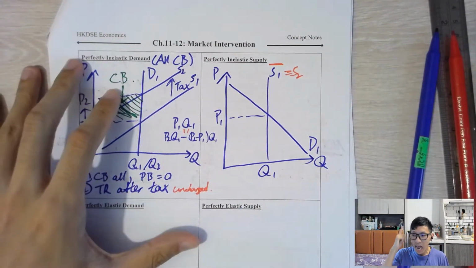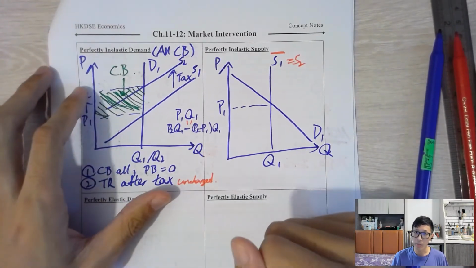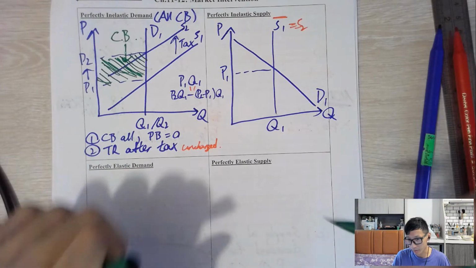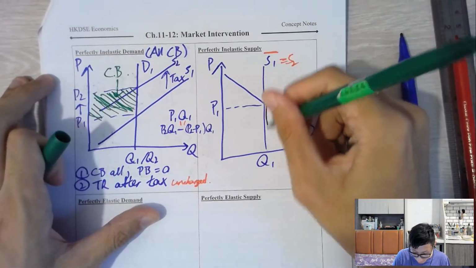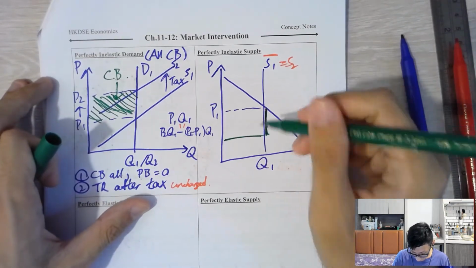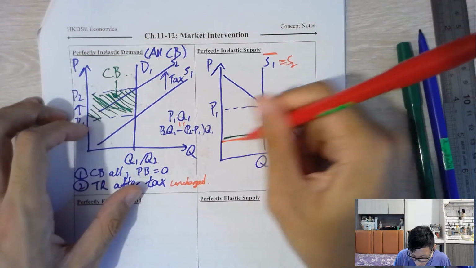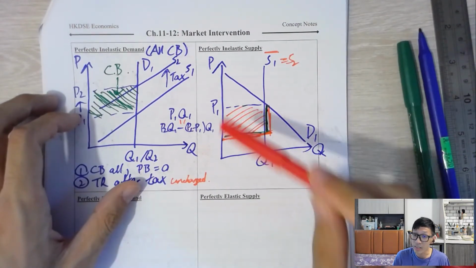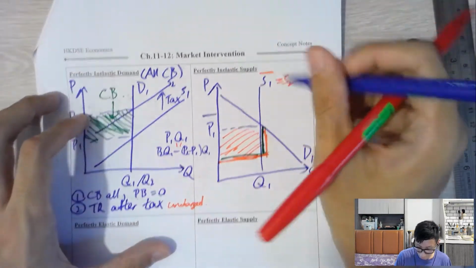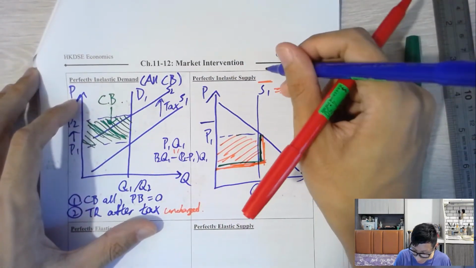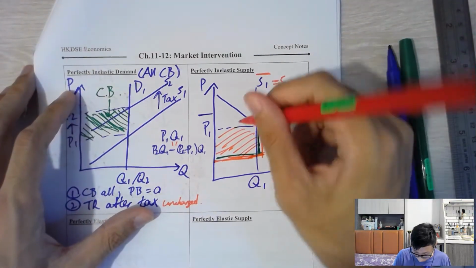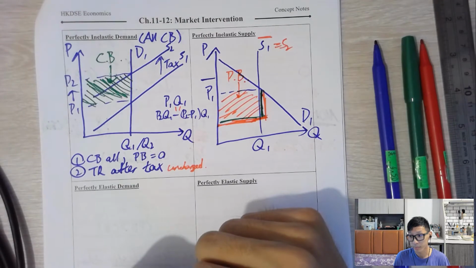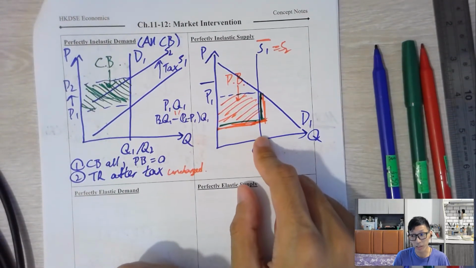The quantity doesn't change, but remember, the tax is still here. You still have a per unit tax to pay. Sorry, let me take another color. You still have a tax to pay, this part. Now, is there any increase in price? No. Therefore, we know that CB equals zero. There is no consumer tax burden because there was no price increase. This is all producer tax burden. There is no change in sales, but unfortunately they still need to pay the tax.